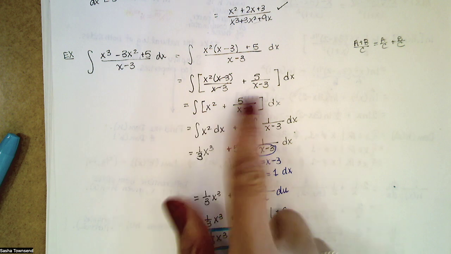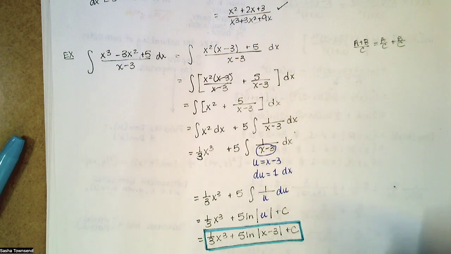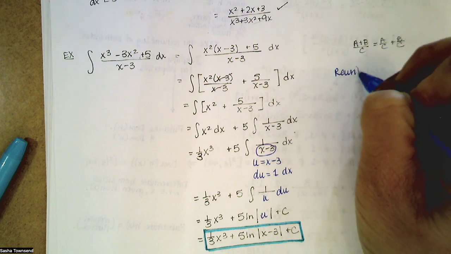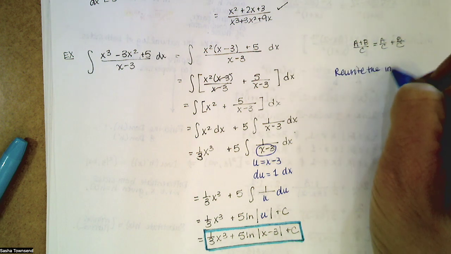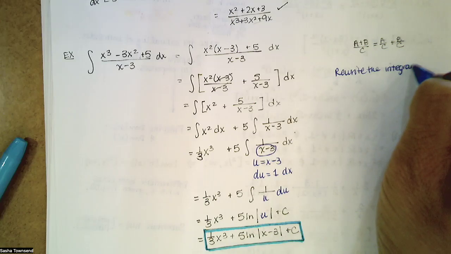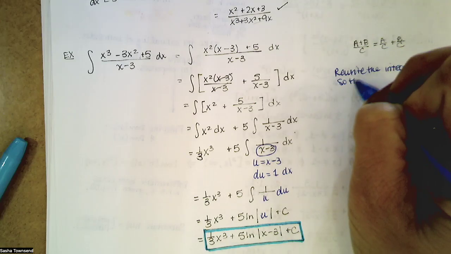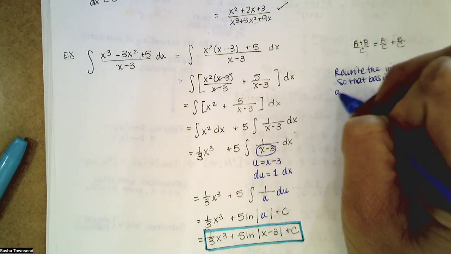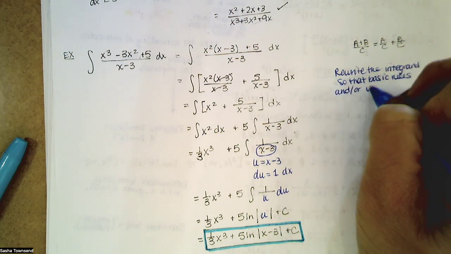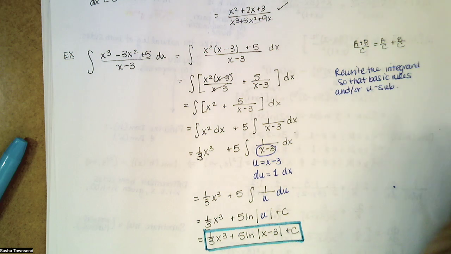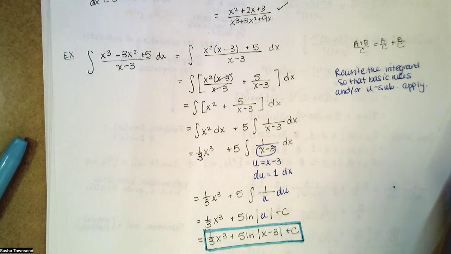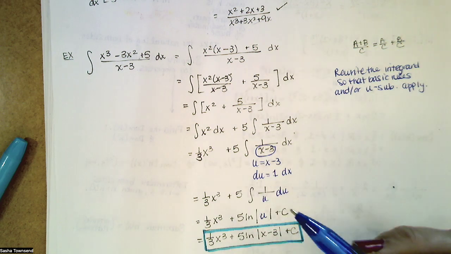So then we use a basic rule and a u-sub there. So let's see, what did we do? We rewrote the integrand. And you want to do that so that basic rules and or u-sub apply, because u-substitution is our most advanced technique. And then we evaluate each of those integrals separately.